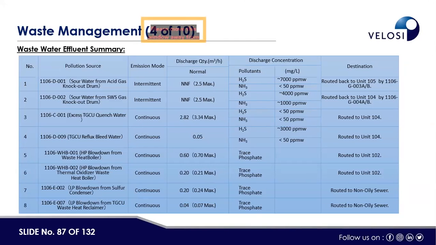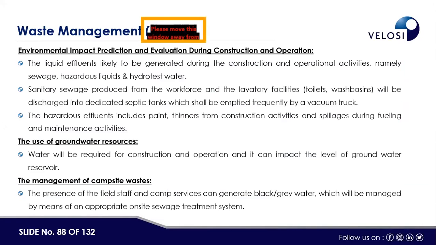Then for the wastewater effluent summary, we have mentioned that there are some kinds of wastewater that can be generated. For example, sour water from acid gas knockout drum, then sour water from solid waste sewerage gas knockout drum, TGCU quench water, TGCU reflux drum water. So these are all the pollution sources and the wastewater effluent that can be generated, and accordingly we have mentioned their quantities and their destination or disposal as well. Then we have determined their impact prediction, and we have determined the significance as well during construction and operation.